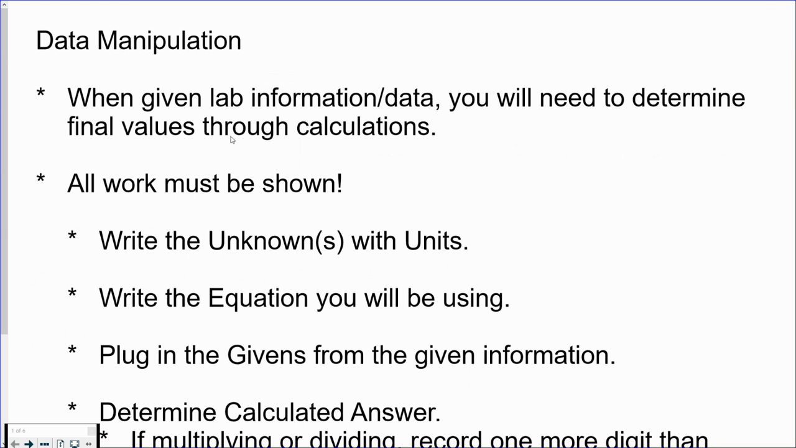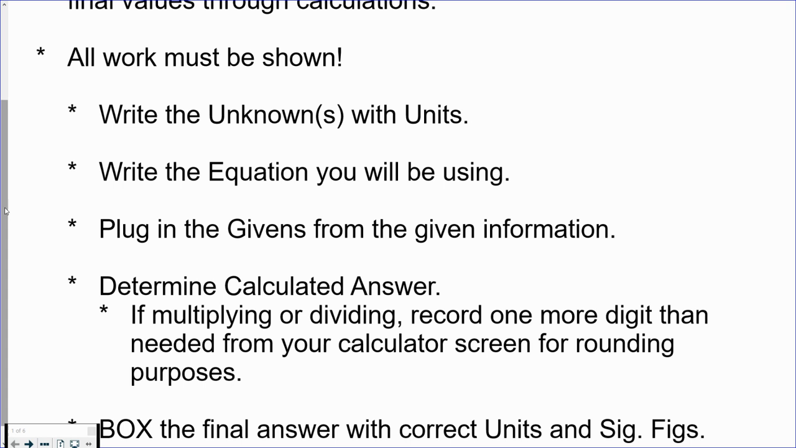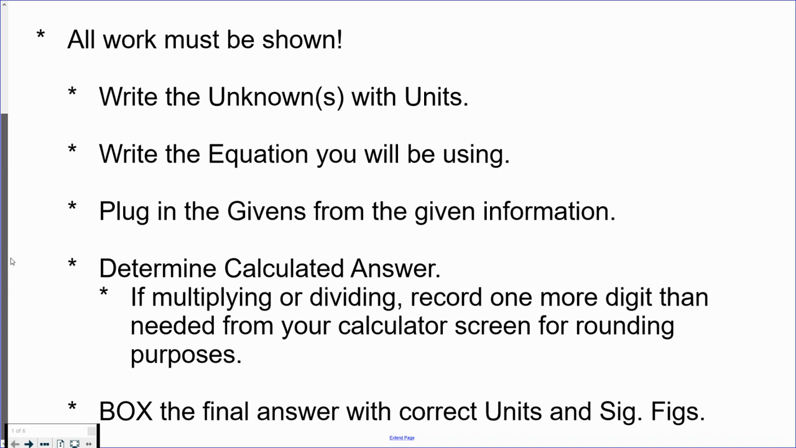So, with data manipulation, it's really just taking data from a lab and working through it in order to solve for non-givens. When you're showing your work, you want to make sure that you're showing all your unknowns with units, equations that you're going to be using, and then any of the given information from your data. Once you've calculated your answer, using either a calculator or your head, make sure that you're boxing your final answer in the correct number of sig figs with the unit. And if there is a label or identifier to put on there, go ahead and put that on there as well.